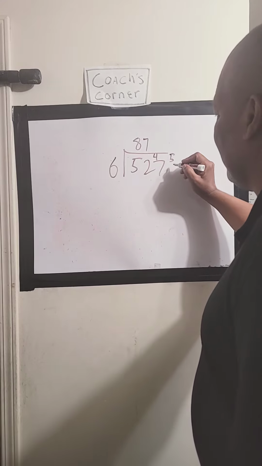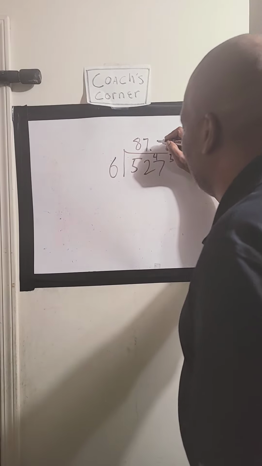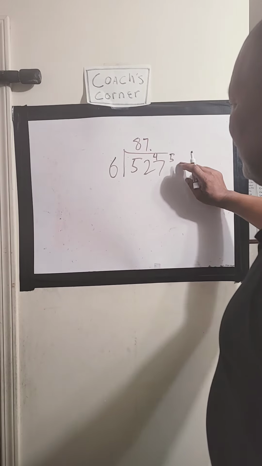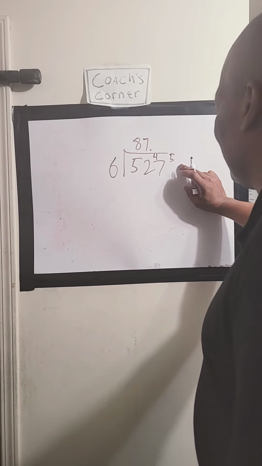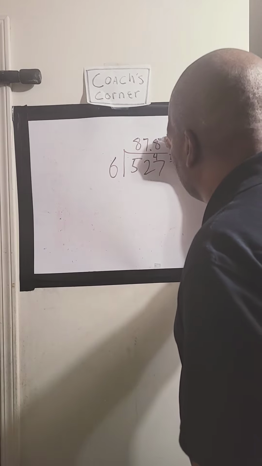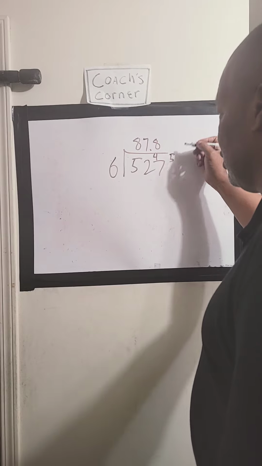6 will not go into 5. So we say 0. We put a little dot. Now we say to ourselves, we make it to a 50. How many times does 6 go into 50? Well, we already said that 6 times 8 is 48. So we got an 8. Now from 50, or 48, it's going to be 2.